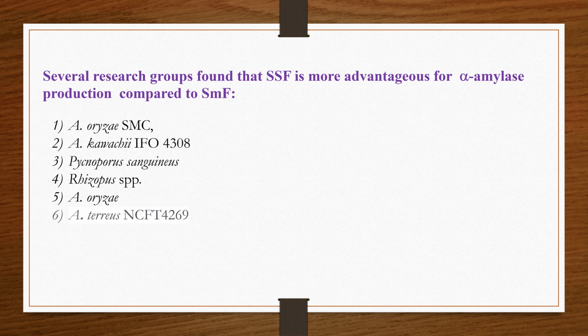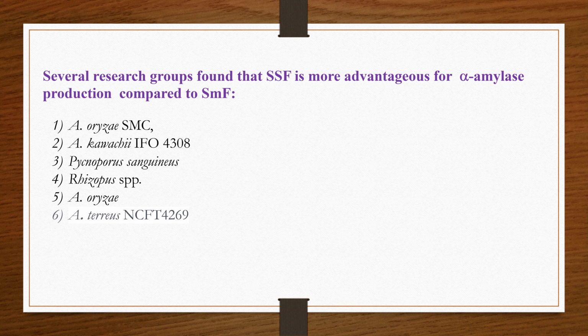Although the solid-state fermentation process is relatively rare in Western countries, it has extensively been employed since ancient times in Oriental, Asian, and African countries for the production of fermented foods, starter inocula, mushrooms, dough fermentation, etc. Several research groups found that SSF is more advantageous for alpha-amylase production as compared to SMF.